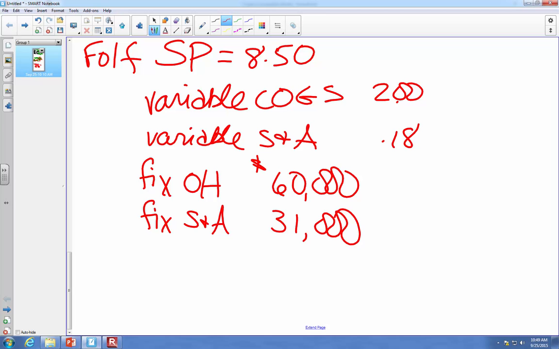This is all you know. What do you think you need to figure out first? CM per disc, CM percentage, and then tell me how many discs do you think I need to sell to break even in units? And what dollar in sales does that equate to?